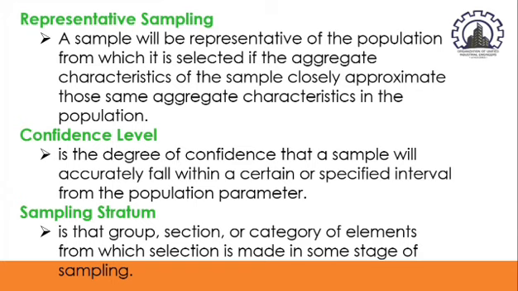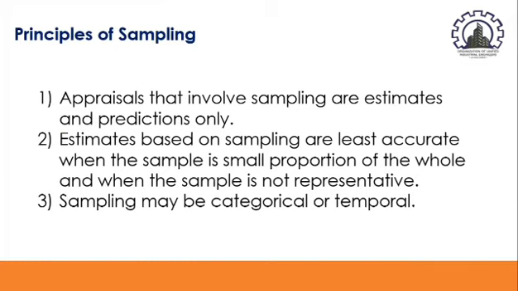So these are the different sampling concepts and terminologies that we should always remember and get ourselves acquainted and familiarized with. Another, we have principles of sampling. There are three principles of sampling. The first one is that appraisals that involve sampling are estimates and predictions only. Second, estimates based on sampling are least accurate when the sample is a small proportion of the whole and when the sample is not representative. Conversely, estimations based on proportionately large samples and on representative samples are most accurate.